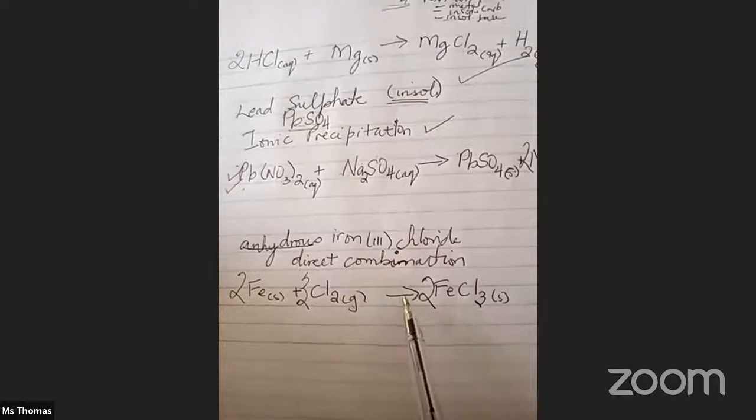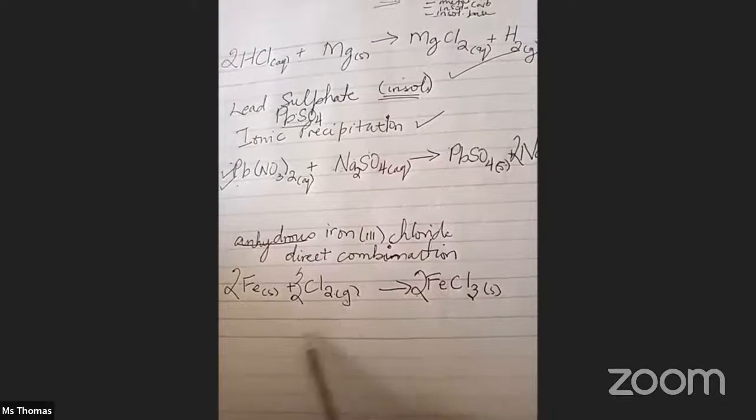All right, so remember when you see a 2 and a 3, you just multiply the 2 by the 3 to get 6 and the 3 by the 2 to get 6. All right.